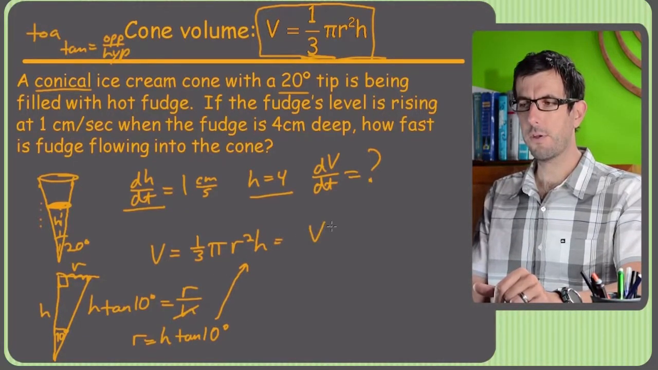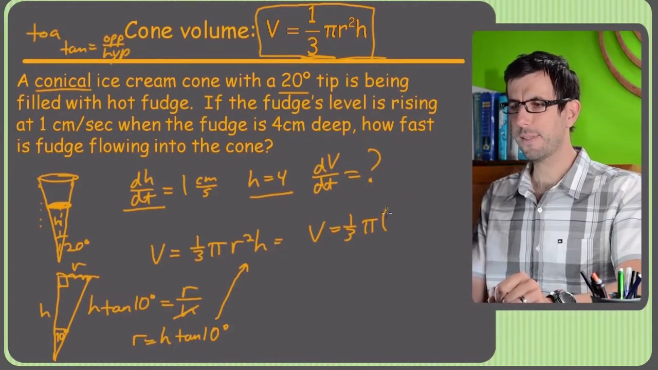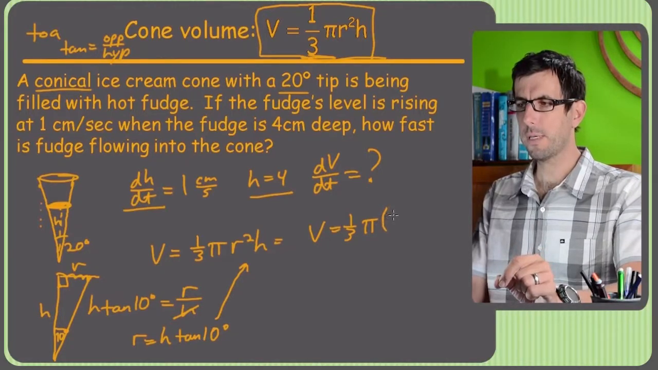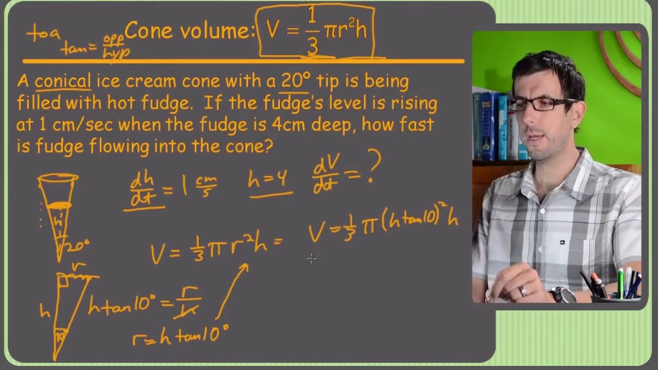So I get that the volume equals 1/3 pi r squared, oops, that was the thing I wanted to replace, pi times r squared, so that's going to be h tan 10 squared, and then times h. Alright, so we still haven't taken the derivative, that's why there's no dh/dt's or anything yet. I'm still just trying to simplify this bad boy.